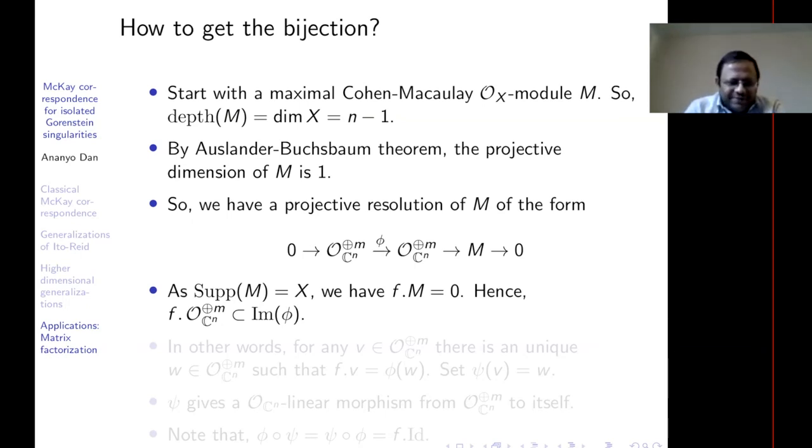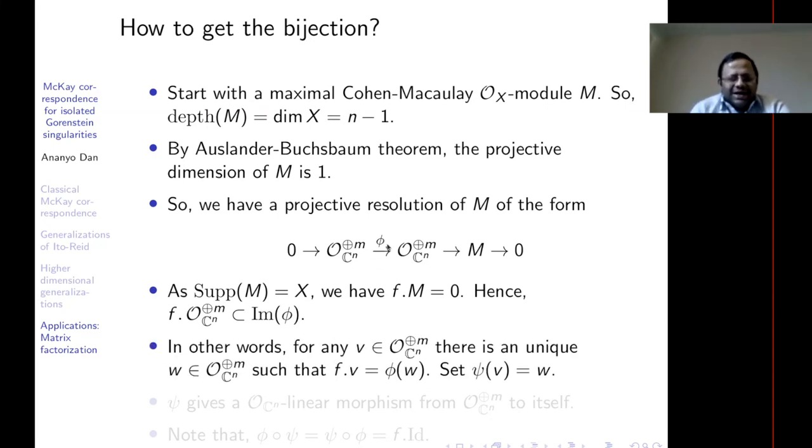Now, since the support of M is X, we know that if you multiply any element of the module by f, you will get 0. Another way of saying this, looking at the short exact sequence, is that f times these m copies of O_{C^n} is going to be contained in the image of phi. So if you look at any element v in these m copies of O_{C^n}, there is a unique w in them such that f times v is equal to phi times w.